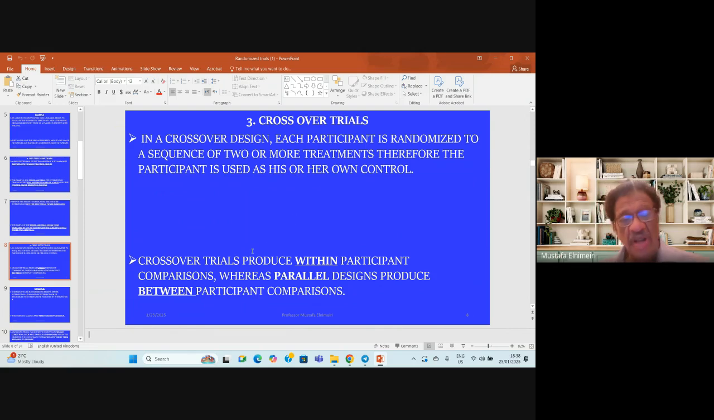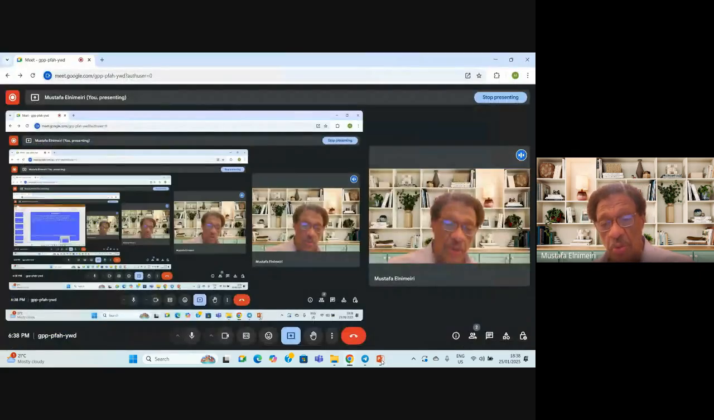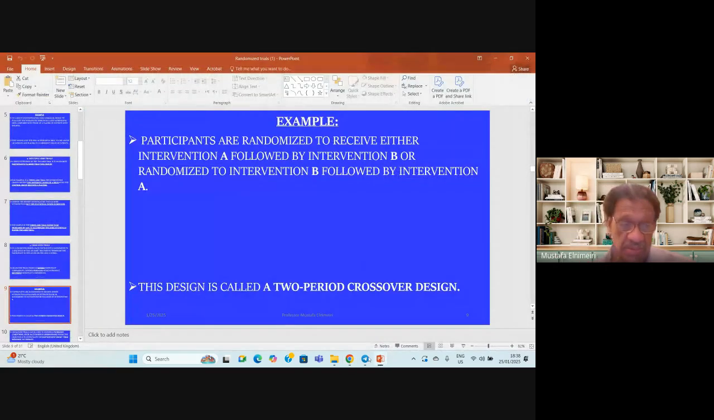And crossover trials produce within-participant comparisons, that we can compare in the same individual, whereas the parallel designs produce comparisons between participants. For example, if we have participants randomized to receive either intervention A followed by intervention B, or randomized to intervention B followed by intervention A, the design is also called a two-period crossover design.